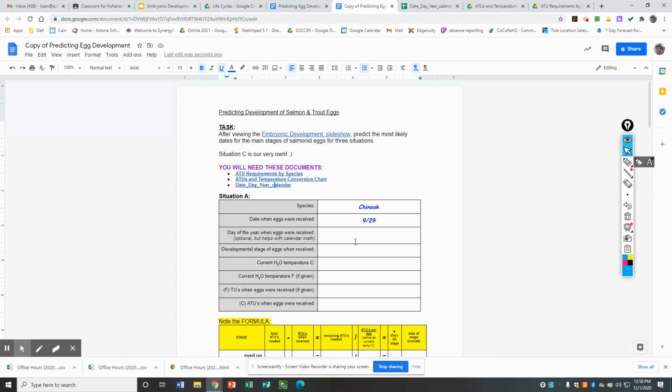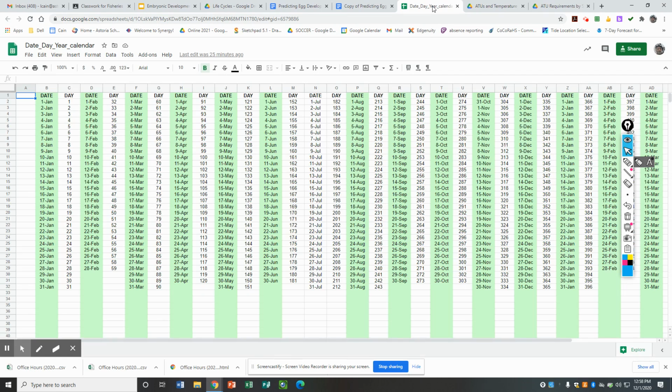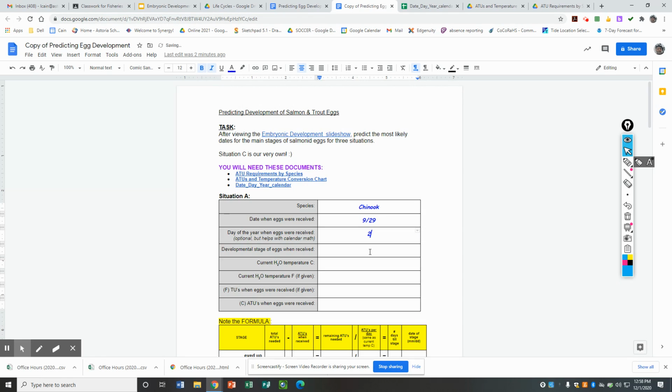The first step is, what day of the year was that when these eggs are received? Now, this is optional. You can do this without it, but it really helps with preventing mistakes in the calendar math. So for September 29th, we go to the date, day, year calendar, and we find September 29th. And right here, you can see September 29th is day 272 out of 365. So we can type in 272 here. You'll see how we use that later.